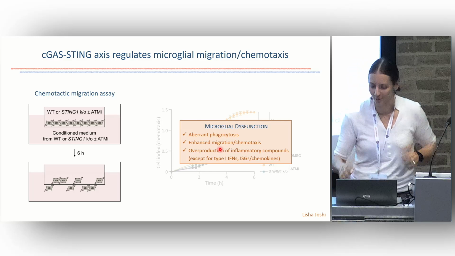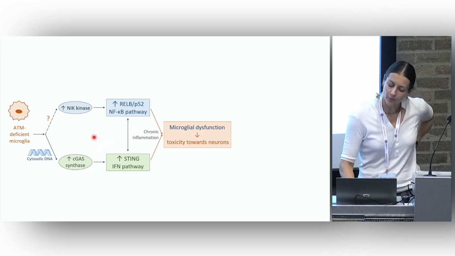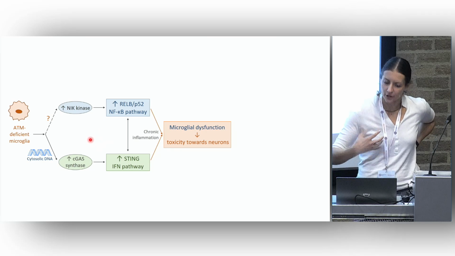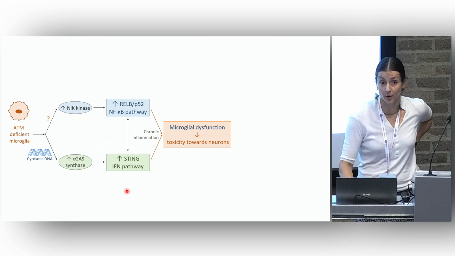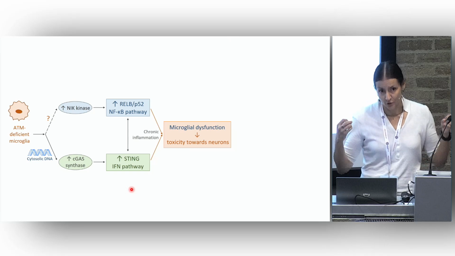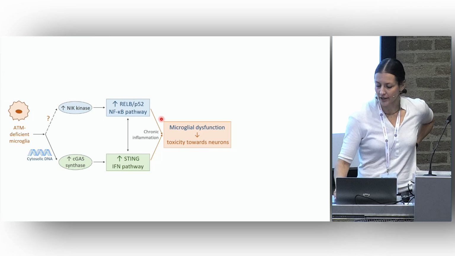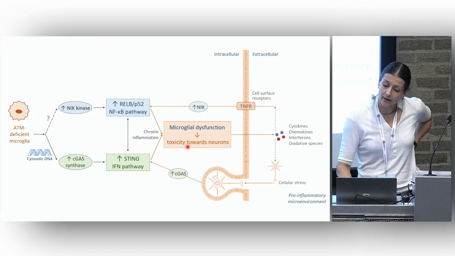So I'm pretty much finishing up here, just to say that we seem to have ticked all our questions in this little project. And what we're saying is that ATM-deficient microglia seem to drive this low-grade inflammation via two different pathways, which co-regulate each other, but also seem to act independently of each other. So I think there's a great complexity there. And that can also drive microglial dysfunction.